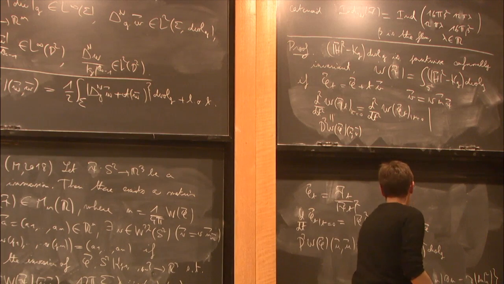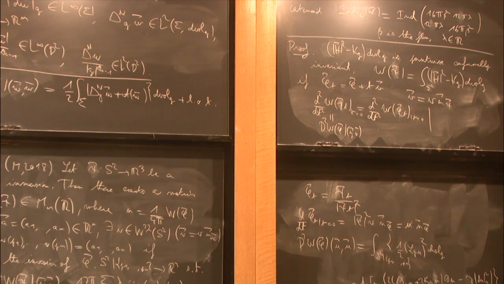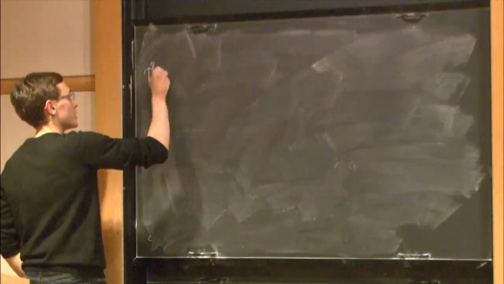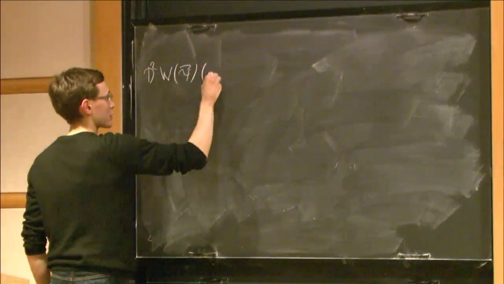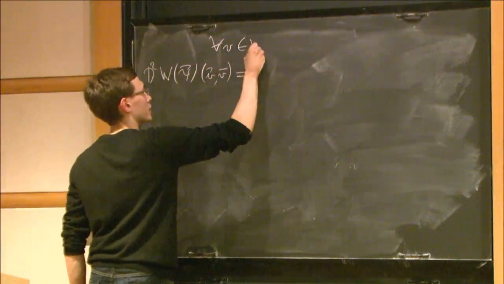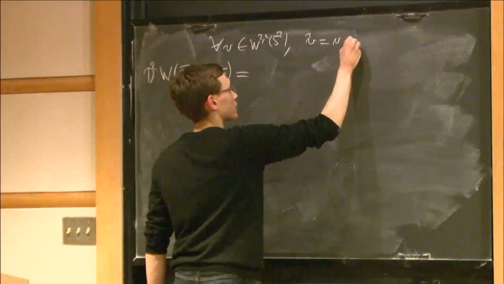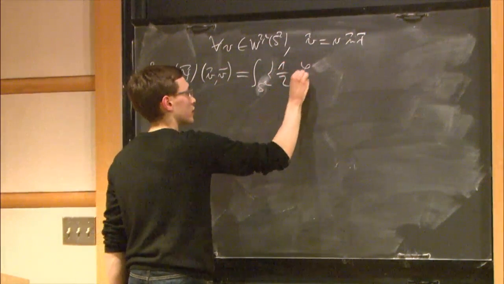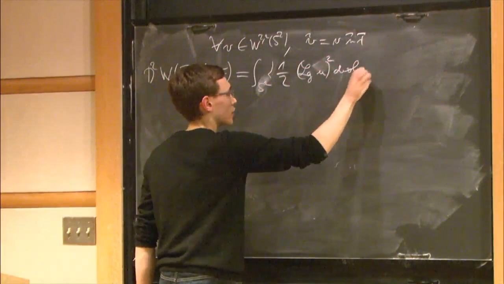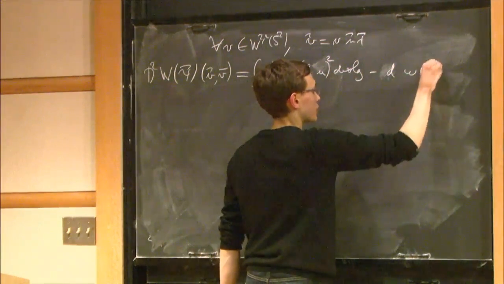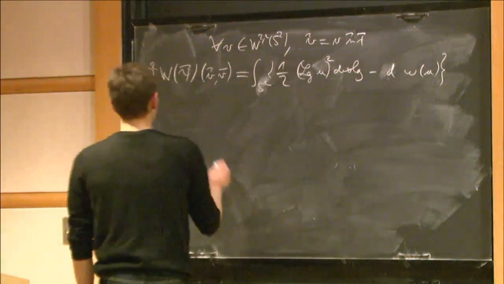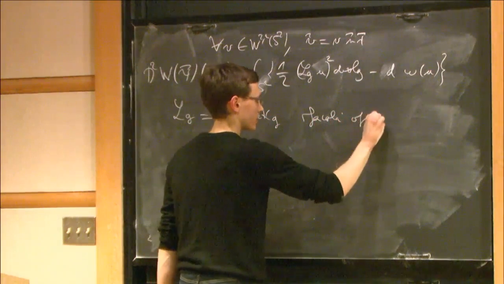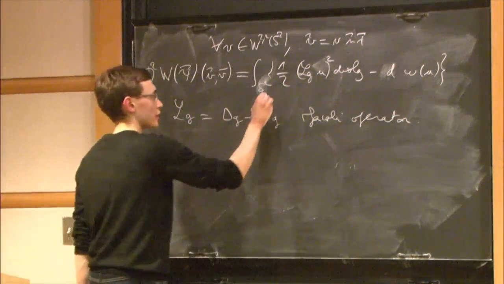So what do you get in this case? It means that d2 w of psi with respect to this variation here, so for all v in w22 of S2, you take this normal variation here. It's equal to this integral of 1/2 of Lg of u minus d of some one form omega of u, which is written there. And let me recall that Lg is the Jacobi operator of your minimal surface, on S2 minus p1 to pn.